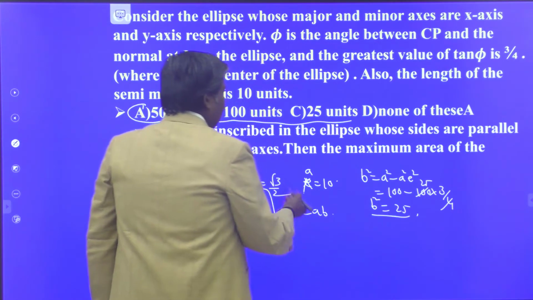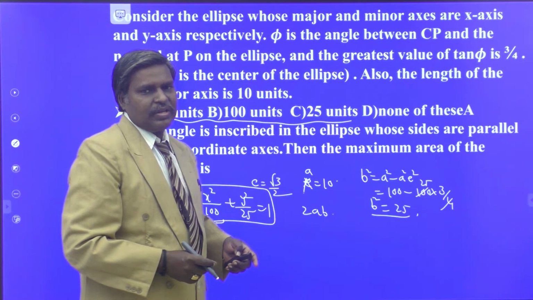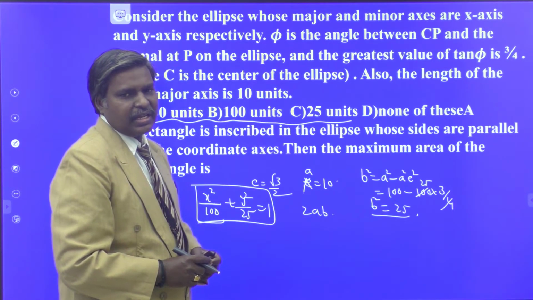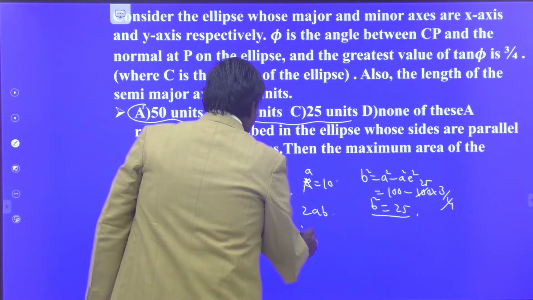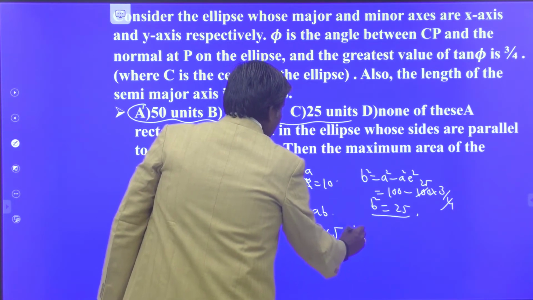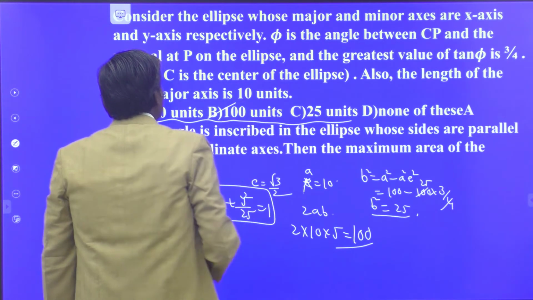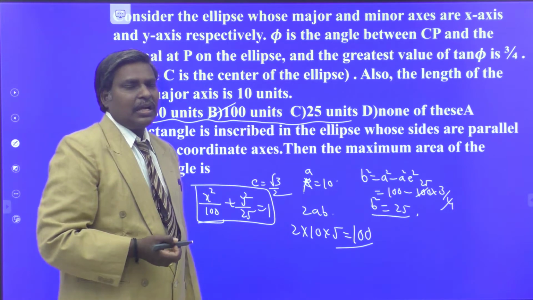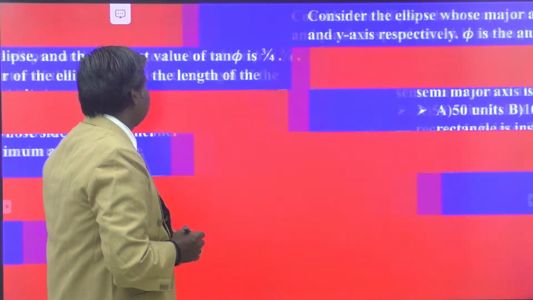Because by taking the parametric equations x equal to a cos theta, y equal to b sin theta itself, we proved that the maximum area of the rectangle that can be inscribed in the ellipse is 2ab. So it is nothing but 2 times a is 10, b is 5, 2 times 5 times 10 is 100 square units. So 100 square units is the maximum area which can be inscribed in the obtained ellipse. Understand? Next question.